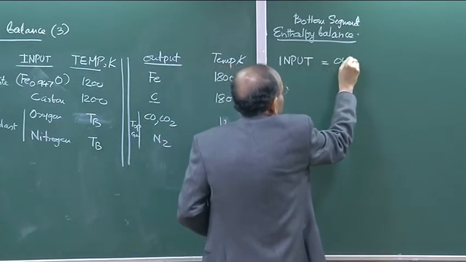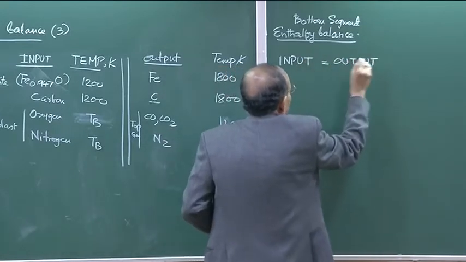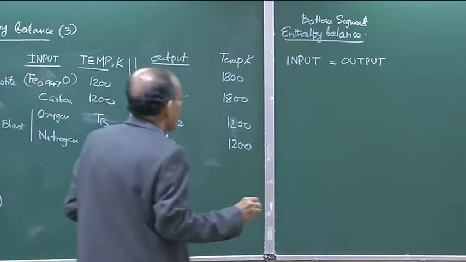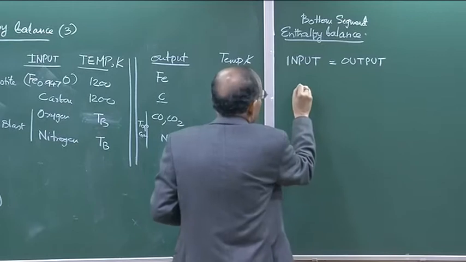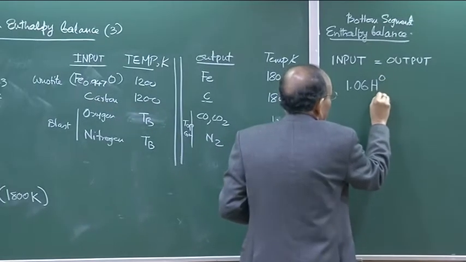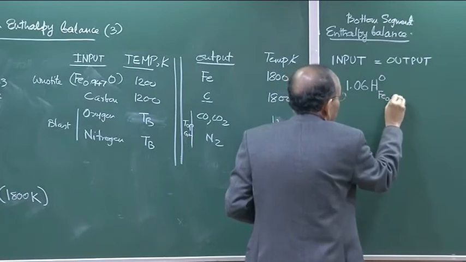That is our expression. Heat input to blast furnace is equal to heat output. So, we can say that we are charging 1.06 moles of FeO. So, I will say the first term will come out to be 1.06, standard enthalpy of Fe0.947O.